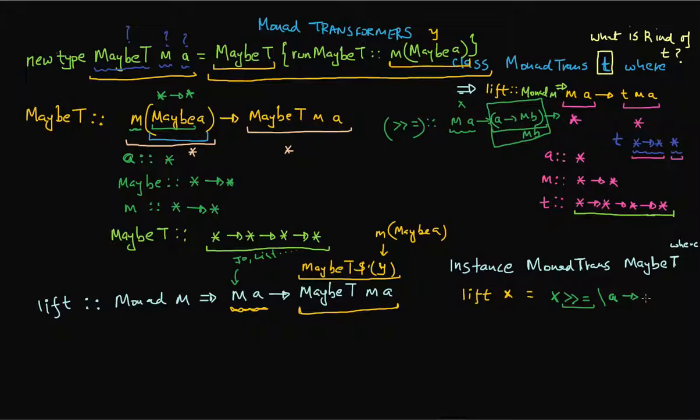All right, so mb. I'm going to keep things a little bit simple. Let's take that pure value which I just got here, a, and I'm just going to call return on a.